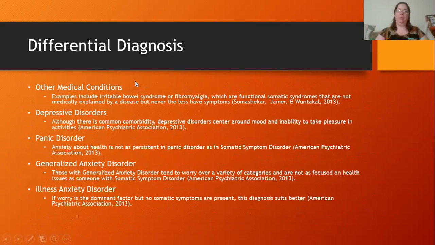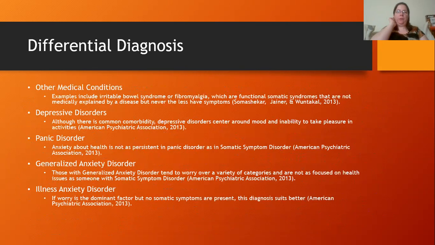So it could be another medical condition. Some examples include irritable bowel syndrome or fibromyalgia, which are what's called functional somatic syndromes. They are not medically explained by a disease, but they nevertheless do have symptoms. And I'll be touching on fibromyalgia a little bit later because it is relevant to this presentation.